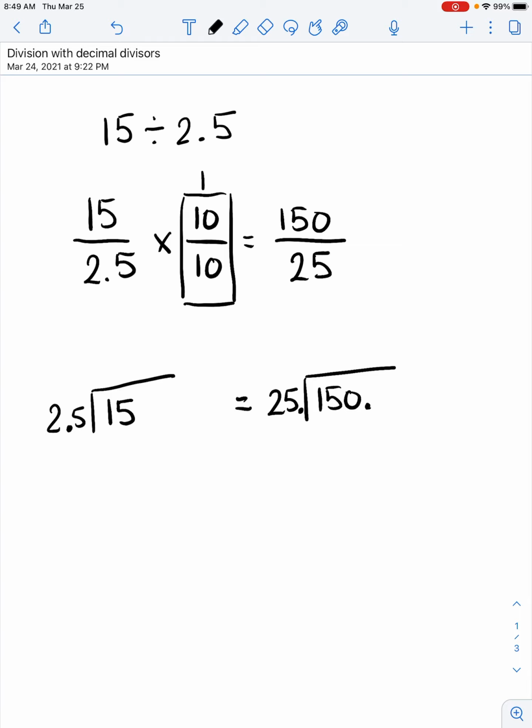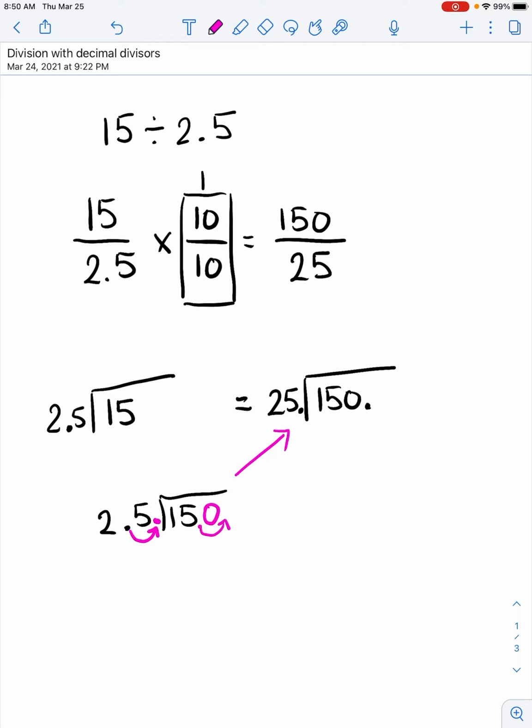I am taking my original problem, 2.5 into 15, and what I'm doing is I'm multiplying numerator and denominator, in this case divisor and dividend, by 10, moving the decimal point one place and moving the decimal point one place, and in this case I have to add a 0 because I don't have a place to move it. And so this becomes this. And so now what am I going to do? I'm just going to divide, again, as if they were whole numbers.